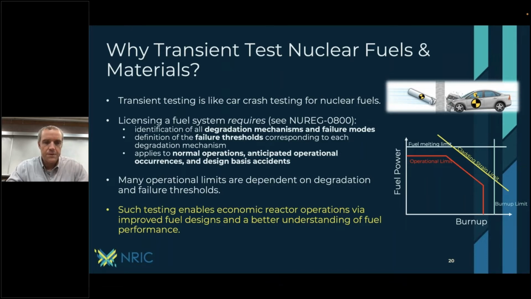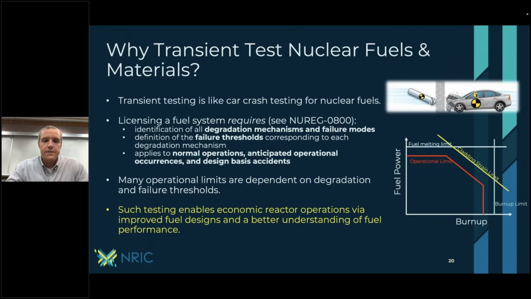This all stems back, of course, to the need when you're licensing a fuel system, qualifying a fuel system, and even developing a fuel system. Some of the important goals are to understand how it's going to behave under the range of conditions that it could experience, or even things that are postulated to be possible under accidents or other types of conditions. So we need to identify all these sorts of degradation mechanisms, the failure thresholds, and have a way that we can characterize them and predict them appropriately.